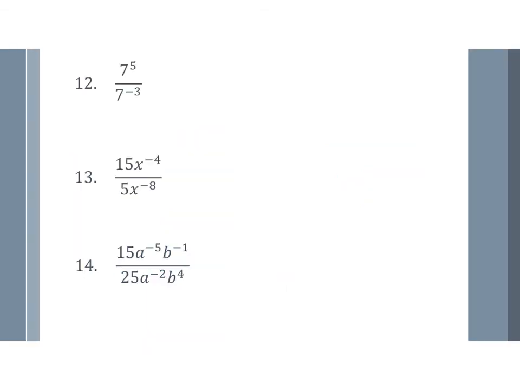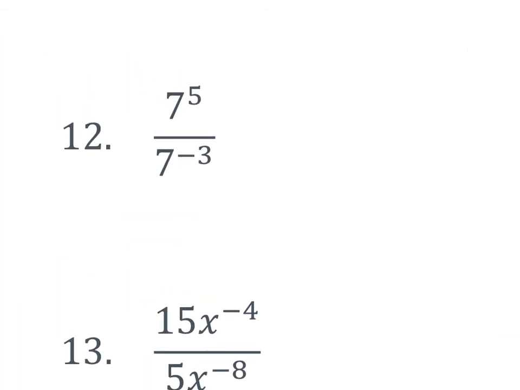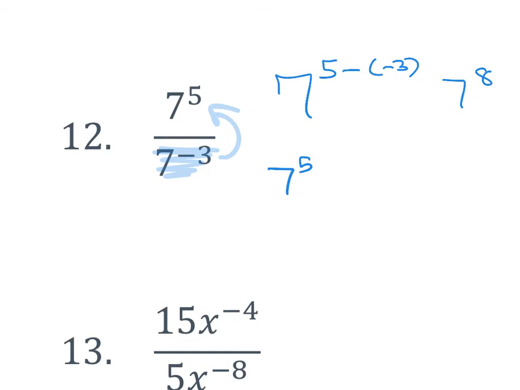Here, oops, I missed another one with base of 7 here. So again, I could do 7 to the 5 minus negative 3, which would give 7 to the 8th, or take this negative exponent, move it to the top, and then it becomes 7 to the 5th, this guy that moves to the top now, and again, when you multiply, you add the exponents. Either way.